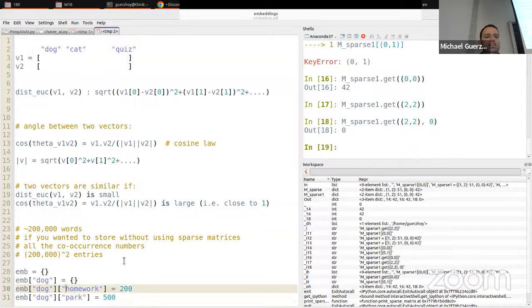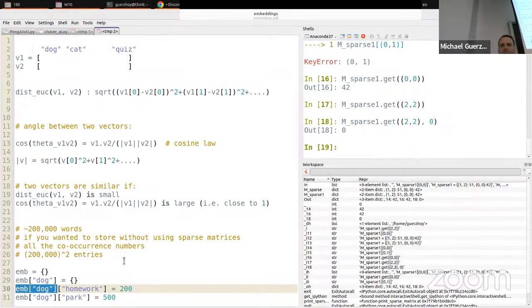So what's the idea here? It's not that Python knows that it's a matrix, although it kind of looks like you're putting something in a matrix. You're saying at coordinate dog, at coordinate homework, put in 200. What's going on is that this is a dictionary, in the same way that when we have a list of lists, M at 0 is going to be a row. So this is a dictionary, and for the dictionary that corresponds to dog, for homework, enter 200.